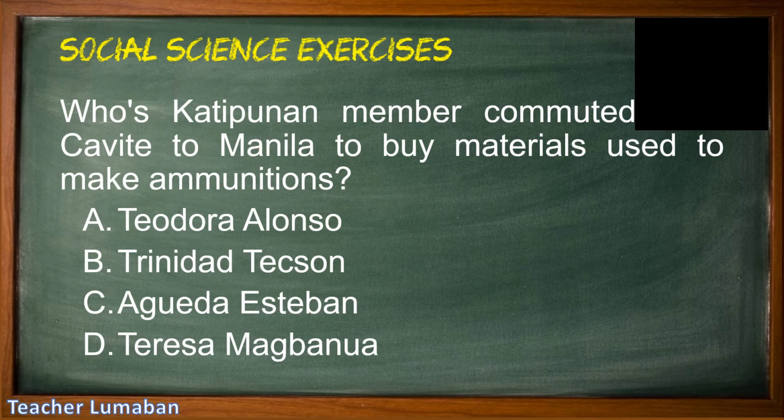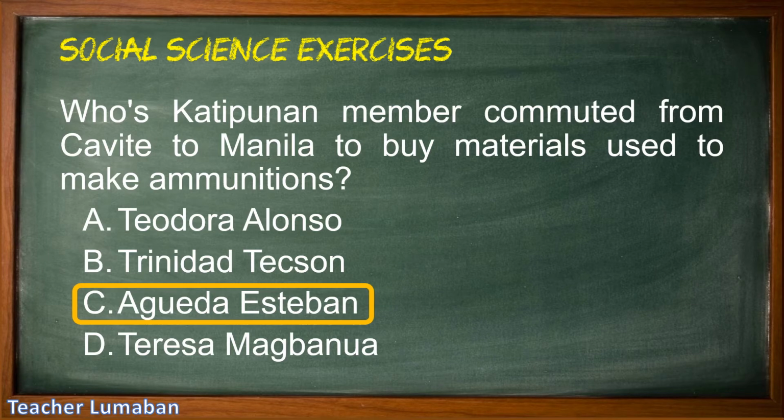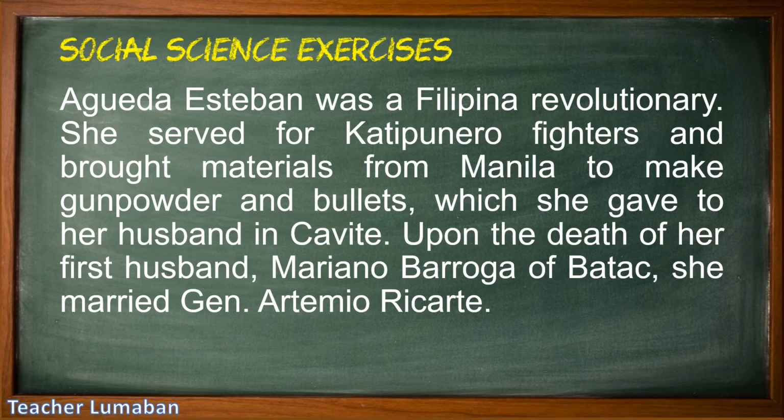The correct answer is letter C. Agueda Esteban. The Katipunan member who commuted from Cavite to Manila to buy materials used to make ammunition is Agueda Esteban, a Filipina revolutionary. She served the Katipunero fighters and brought materials from Manila to make gunpowder and bullets, which she gave to her husband in Cavite. Upon the death of her first husband, Mariano Baraga of Batac, she married General Artemio Ricarte.